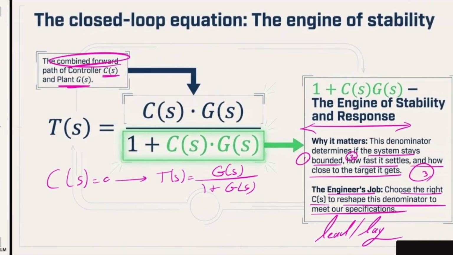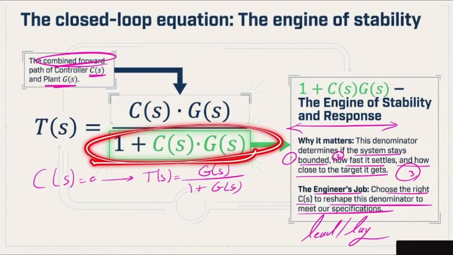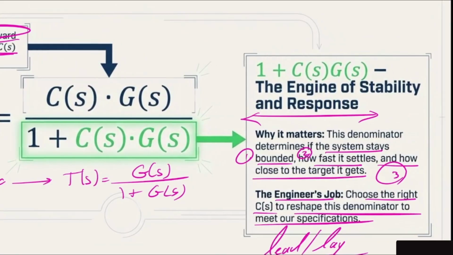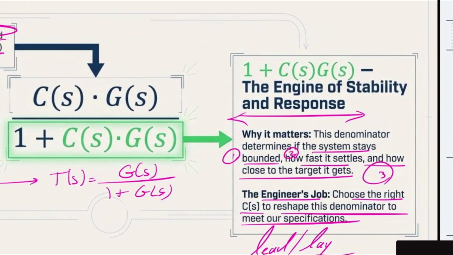Not only that, we have to make sure that we have feedback. That feedback is going to show itself here in the denominator, where T(s) is the new transfer function based on the feedback. G(s) is going to be your plant, and C(s) is a controller. So why does this matter, by the way? Because this denominator determines if the system stays bounded, how fast it settles, and how close to the target it gets.